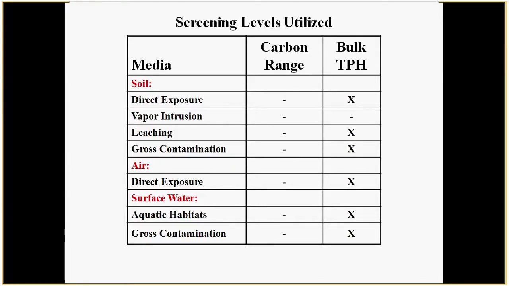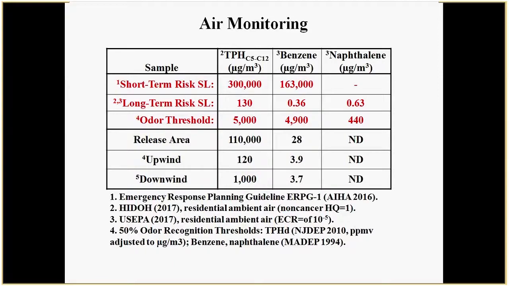Some of the air monitoring data we threw in, again from actual data, is used to evaluate short-term risks. This was something I wasn't aware of; someone pointed it out in the ITRC group. The emergency response planning guidance says the short-term risk level for TPH vapors is 300,000 micrograms per cubic meter. If it's less than this concentration, there may be some nuisance concerns, but we don't expect any long-term health impacts. You see the same level for benzene. The long-term risk screening level, our ambient air number for TPH and benzene, is much lower than that, of course.